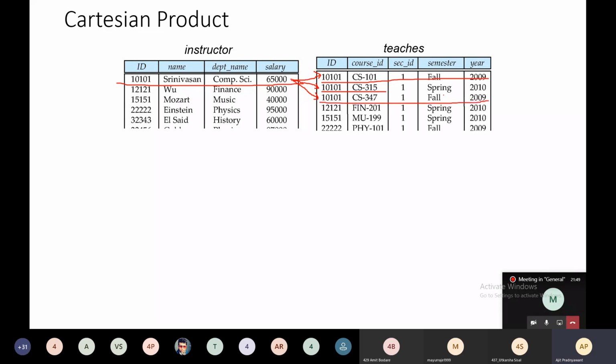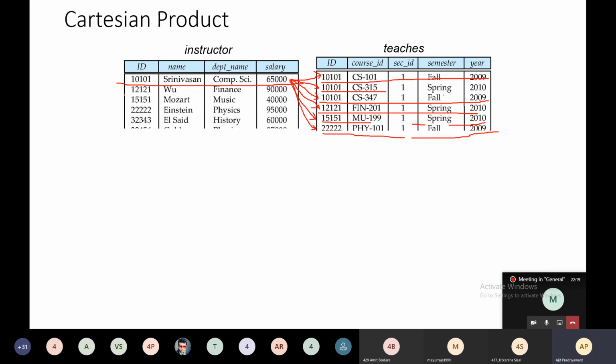Again it will map to the fourth tuple in the teachers. Again it will map to the fifth tuple in the teachers. Again it will map to the last tuple in the teachers. We are assuming this many records are present in the teachers and this many records present in the instructor.